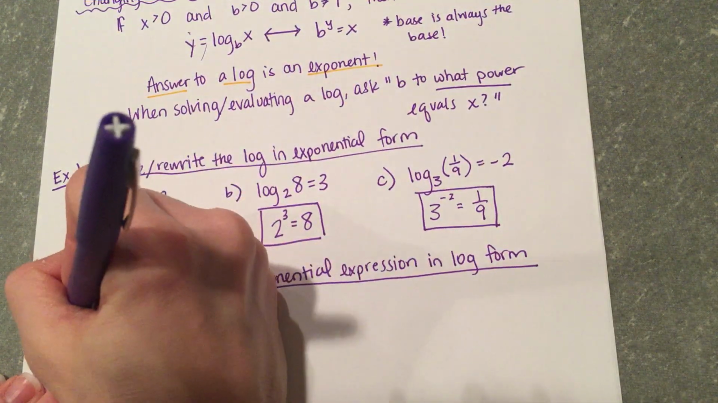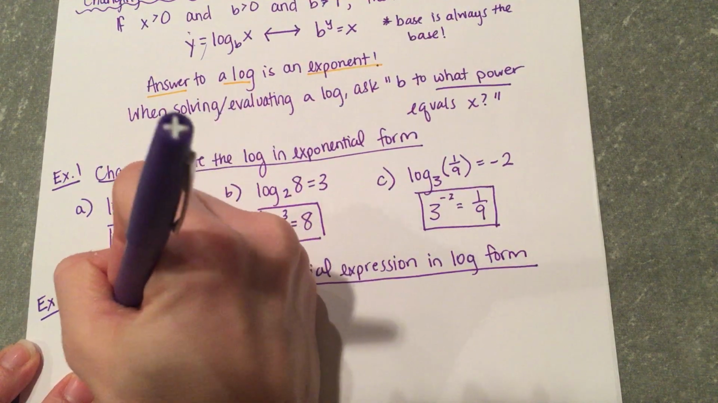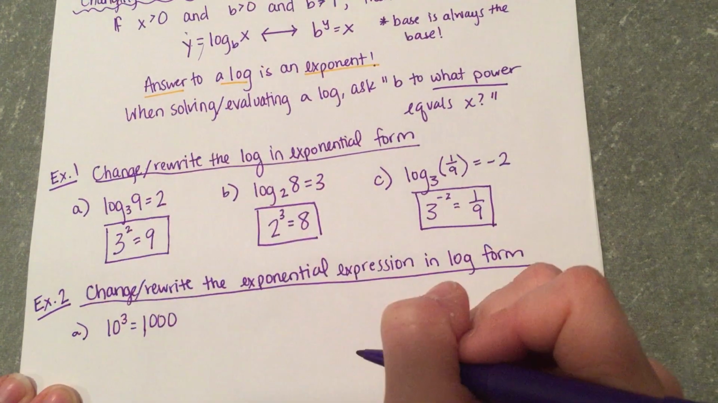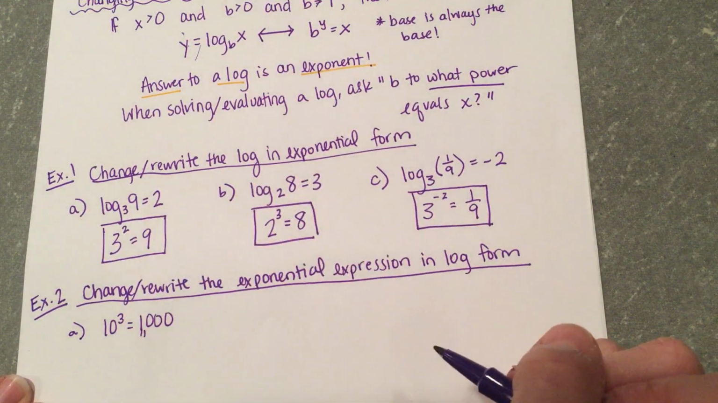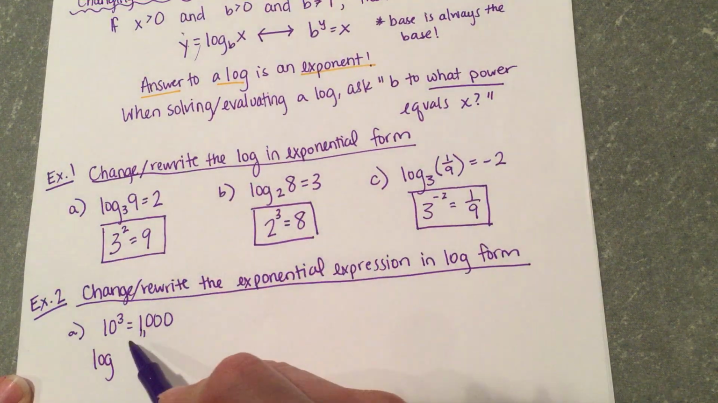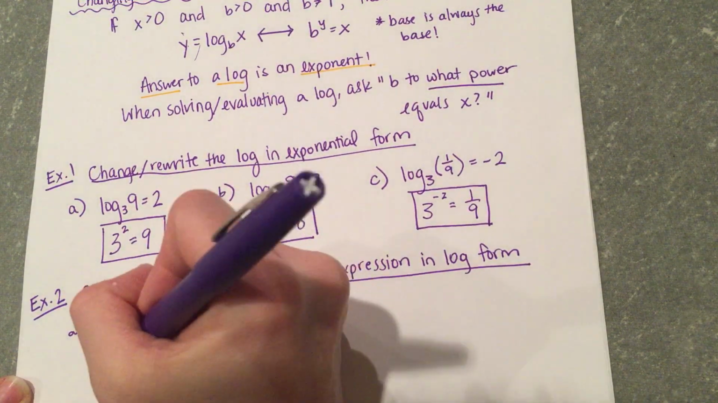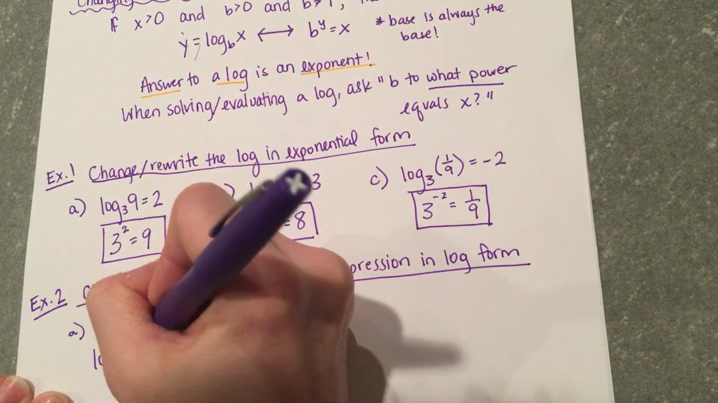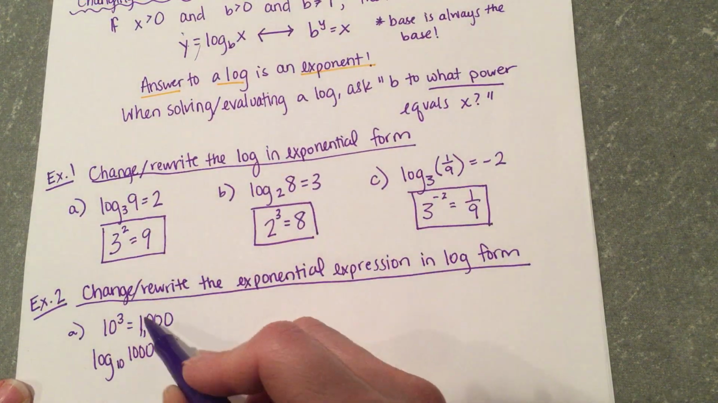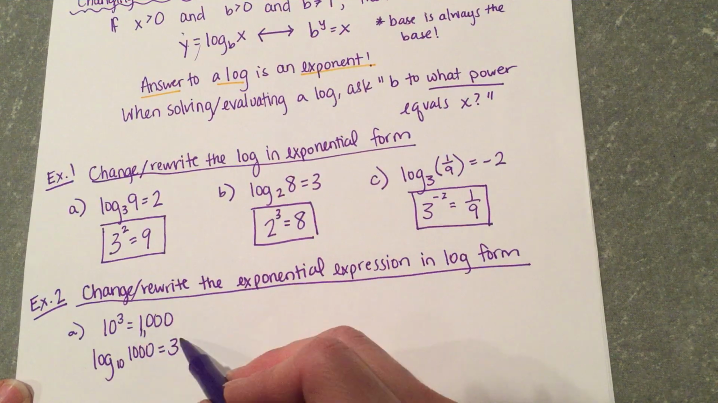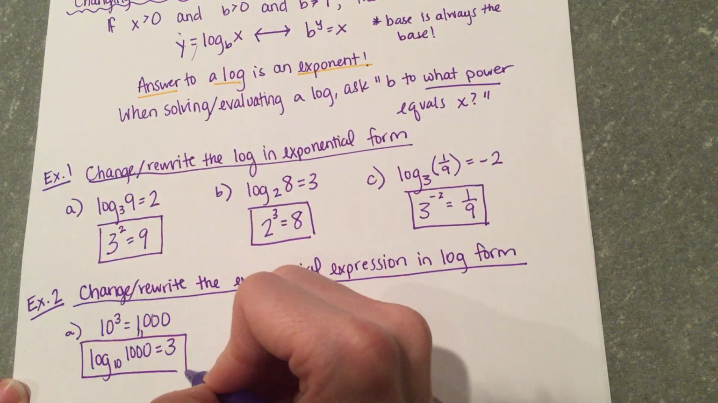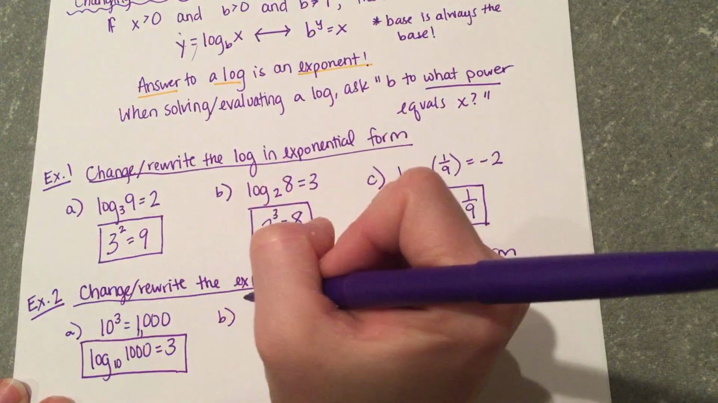Okay, so for A, let's say we have 10 to the third equals 1,000. So we all know that's true. But if I wanted to write this as a log, I would write it like this. Log, remember the base is always the base. So the base here is 10. Log base 10 of 1,000 equals 3. And remember the answer to your log is the exponent. So the exponent becomes your answer. And that's all I'm looking for here. Just rewrite it in that format.